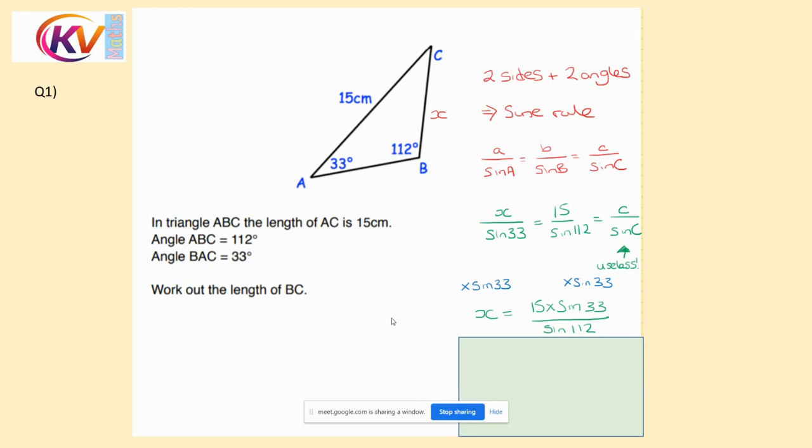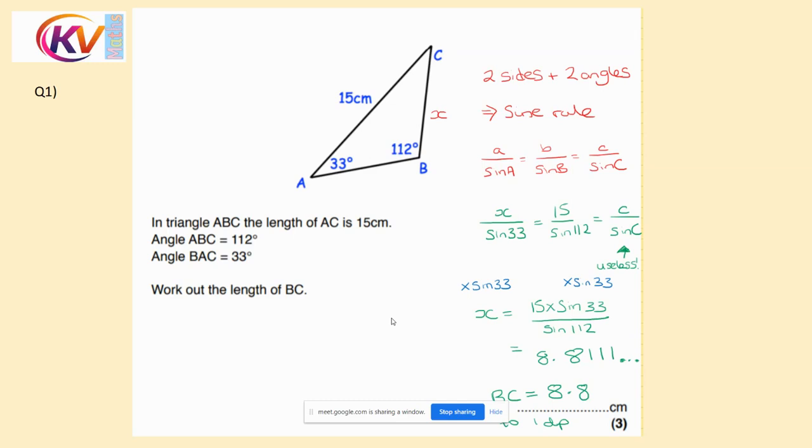You do need to be careful on your calculator. If you do sine 33 times 15 and you don't put the brackets in, you will get the wrong answer. So it's better to always put the 15 at the front and keep the sine of the number at the second part so you don't make any errors with that one. Then you can just stick it in your calculator and you should get 8.8111, etc. And then you can round it appropriately to what is sensible to you. It doesn't specify in the question, so it is your choice. You could have 8.81, you could have 9, okay, or 8.8. Usually one decimal place is good. All right, so we end up with that one.